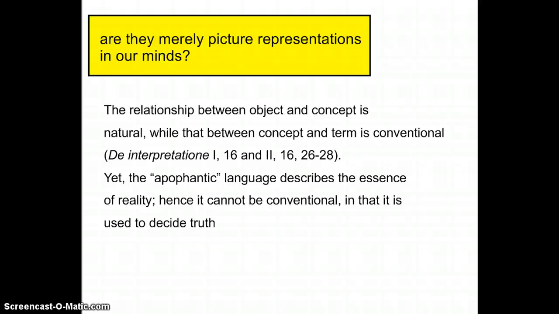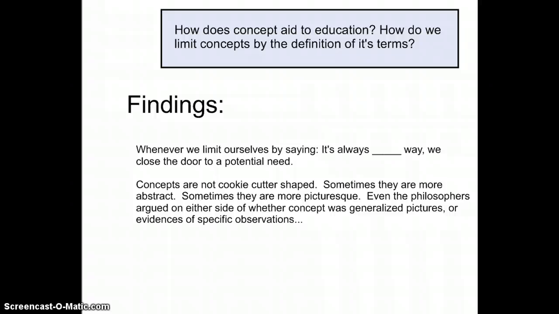Okay, so are they merely picture representations in our mind? The relationship between object and concepts is natural, while that between concept and term is conventional. Yet the apophantic language describes the essence of reality, hence it cannot be conventional that it is used to decide truth. Okay, so in other words, the words are what we get the truth from. That's kind of what I got from there, and that the words are the way we express that picture in our mind. So I'm realizing this is getting long, so I'm just breezing by quickly now.